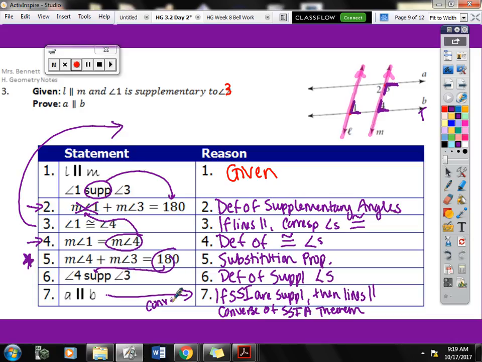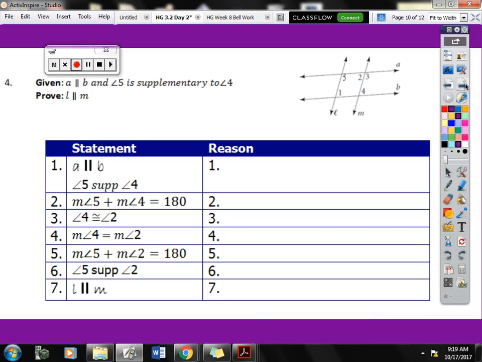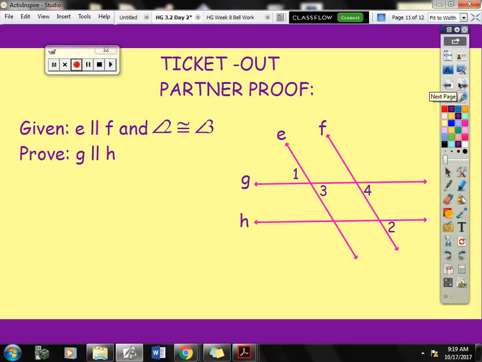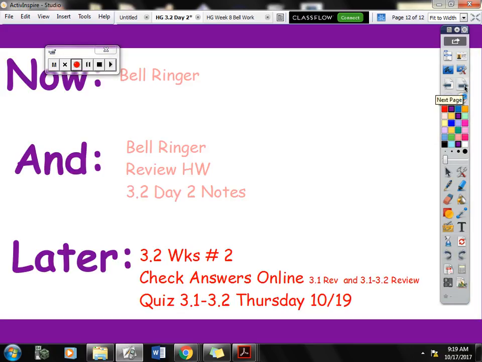All right, see if you guys can try proof 4 while I'm passing out your homework. And then your homework tonight is going to be a worksheet, as well as your homework will be to check your answers online in Google Classroom to the 2 worksheets from when the substitute was here. So that tomorrow you're not going to have homework except to study.